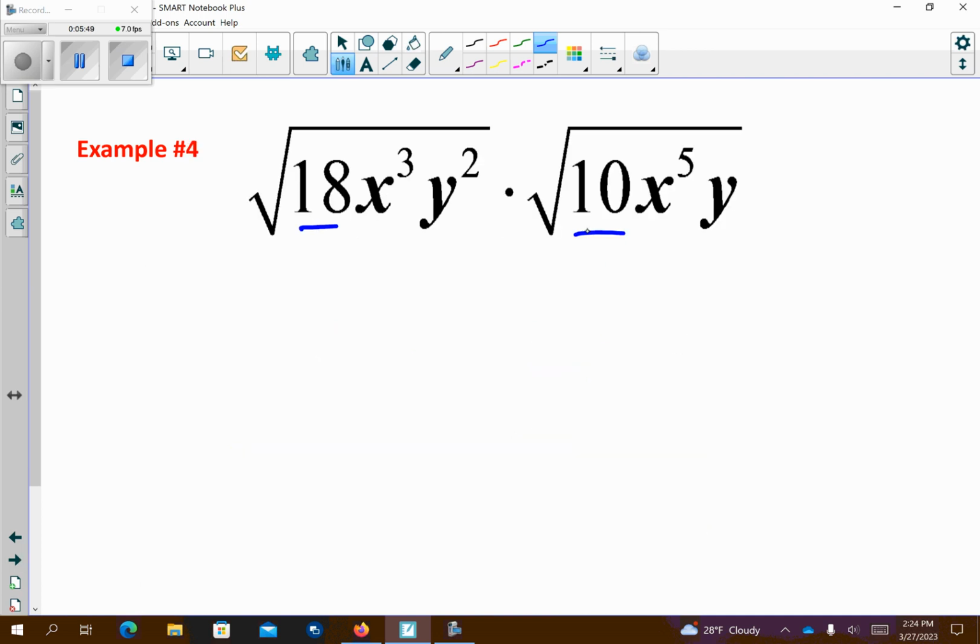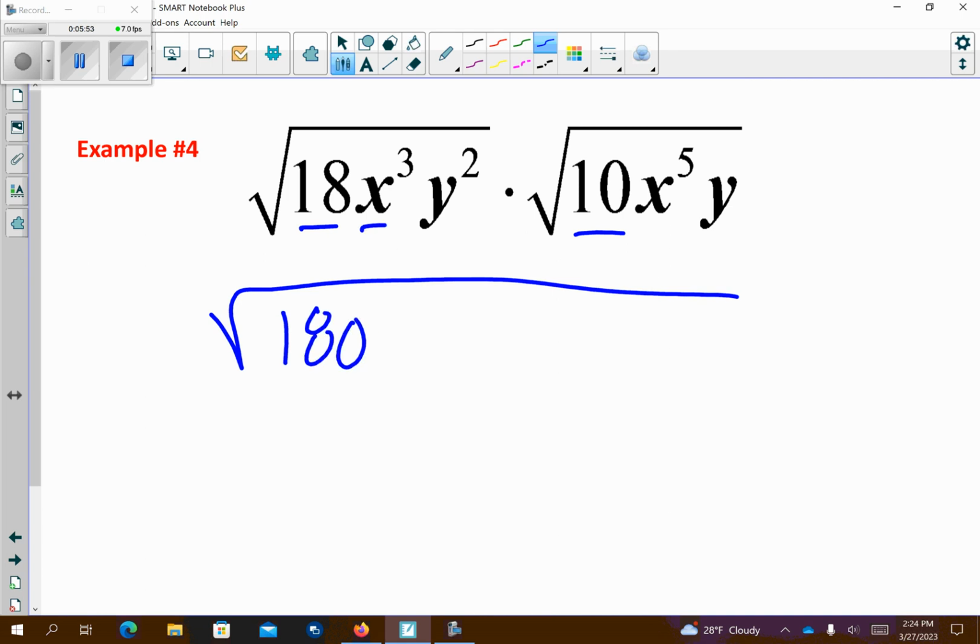Okay, so let's put these together. So that's going to give me 180. Now remember, here and here, we add the exponents because we're multiplying the bases. So that's a perfect square. That's great. This one, I could make it y to the third, but I would just wind up turning it back into this, where we'd have the perfect square being y squared. Now I want to break up 180. So let's list our perfect squares.